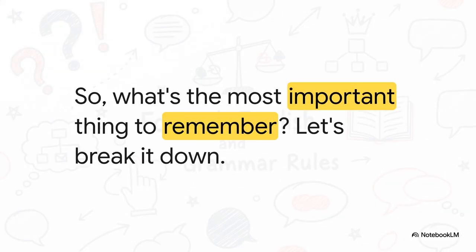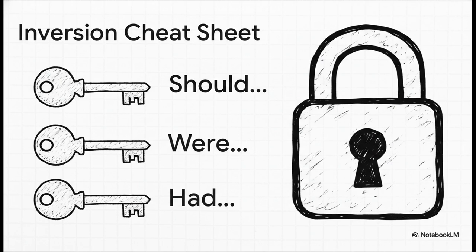So after going through all of that, what's the one thing you absolutely have to remember to start using this in your own English? It all comes down to these three little trigger words. If you want to invert a first conditional, you think should. For a second conditional, you think were. And for a third conditional, it's had. These three words are your keys to unlocking this entire advanced grammar structure.